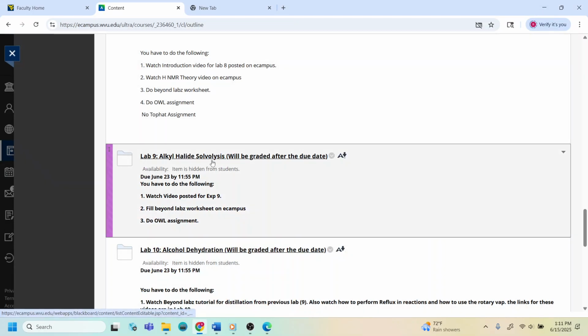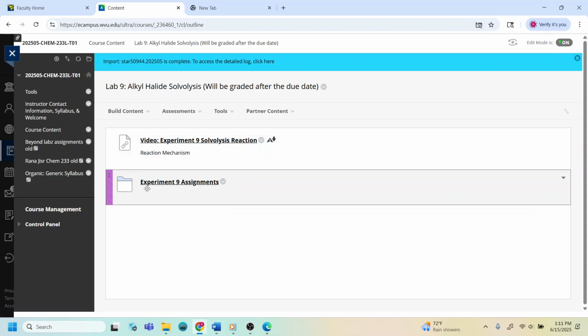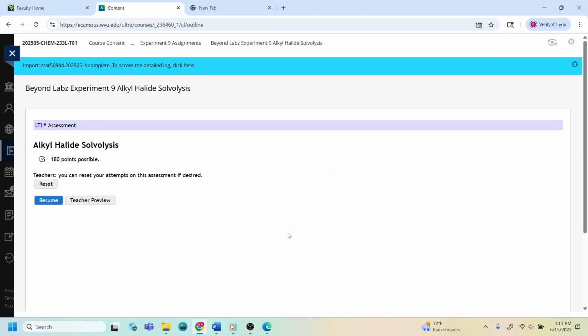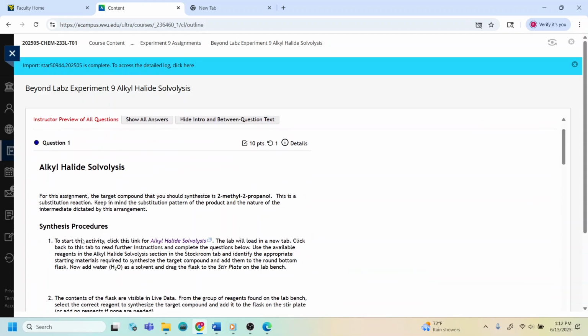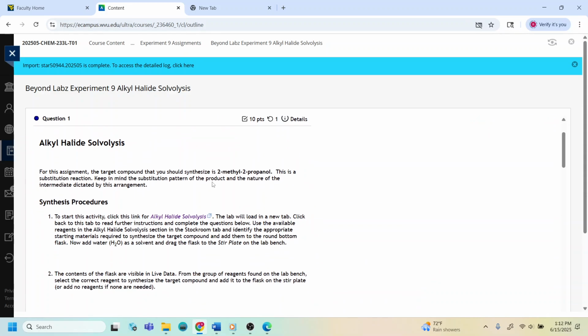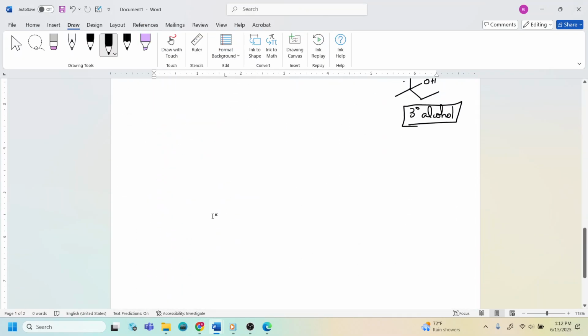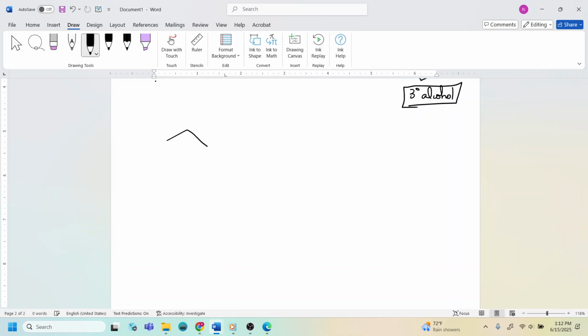So to access lab number one, you're going to go to the experiment, and then you are going to go into the experiment assignment, and this is your experiment. This is the purpose for the experiment. What we want is to make the 2-methyl-2-propanol. So start by drawing your 2-methyl-2-propanol. Let's draw it over there. This is going to be our product.